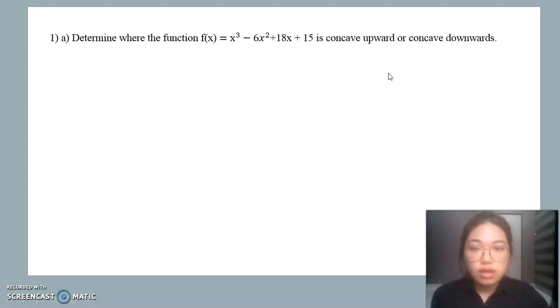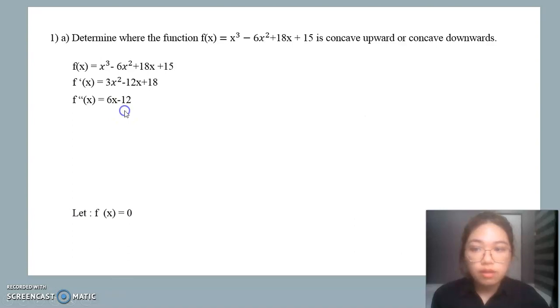So for the first question, we need to determine where the function is concave upward or concave downward. First we need to rewrite the function, which is x cubed minus 6x squared plus 18x plus 15. Then we need to differentiate it twice, because the first derivative determines whether it is increasing or decreasing, and the second derivative determines whether it's concave upward or concave downward. After the second derivative, we get f''(x) equal to 6x minus 12.